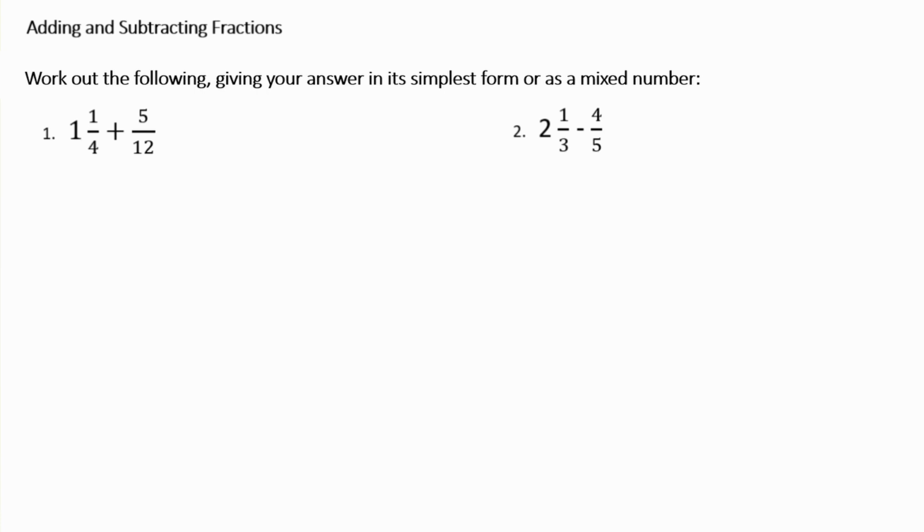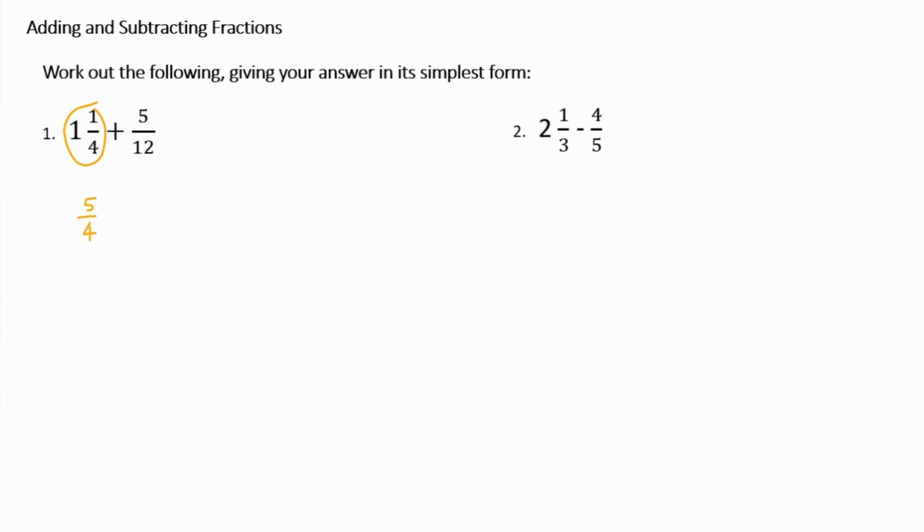Now here, the first fraction that we've got is a mixed number. So first, we're going to have to convert it into an improper fraction. So 4 times 1 is 4, add 1 gives 5. So this will be 5 over 4 as an improper fraction. And we are adding 5 over 12.